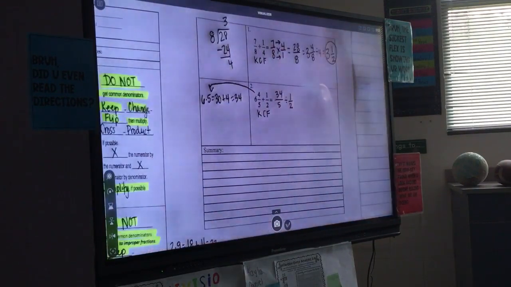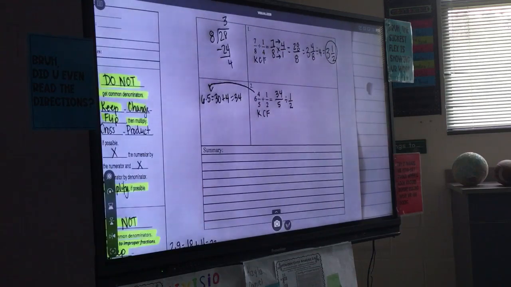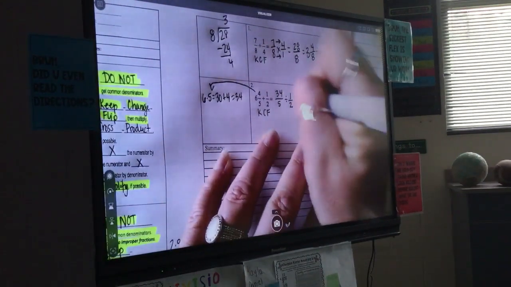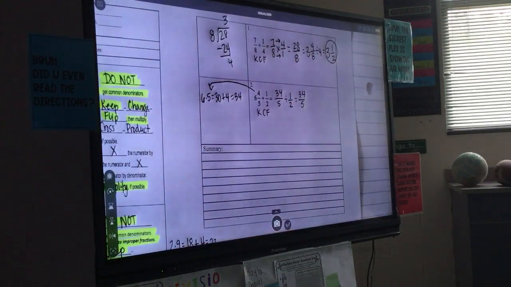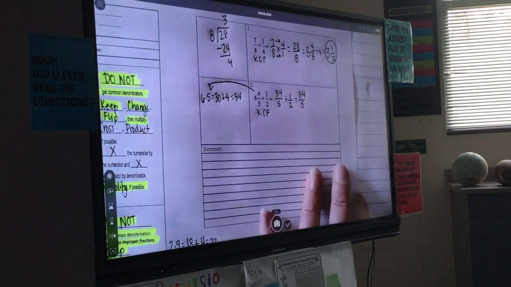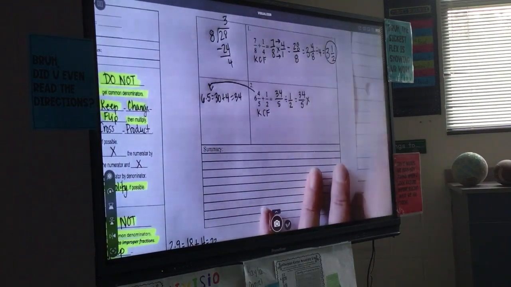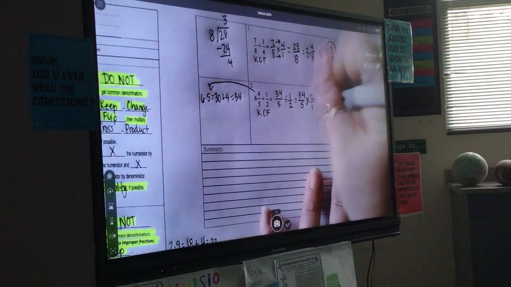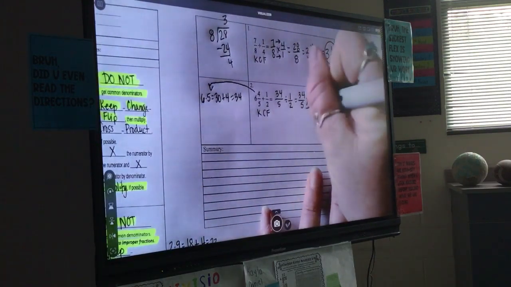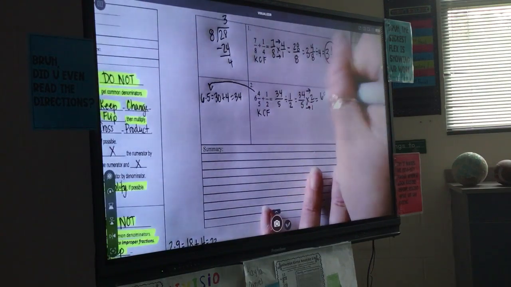All right, am I ready to do my division? Yes or no? I'm ready to start that process of keep, change, flip, right? All right. I'm gonna keep this first one. What do I do with my operation? Isaac, what am I gonna do with that operation? Change the division symbol to the multiplication symbol. Okay. And the 1/2 to 2/1. All right, perfect. And then again, you're multiplying straight across. So you end up with what, 68 fifths.